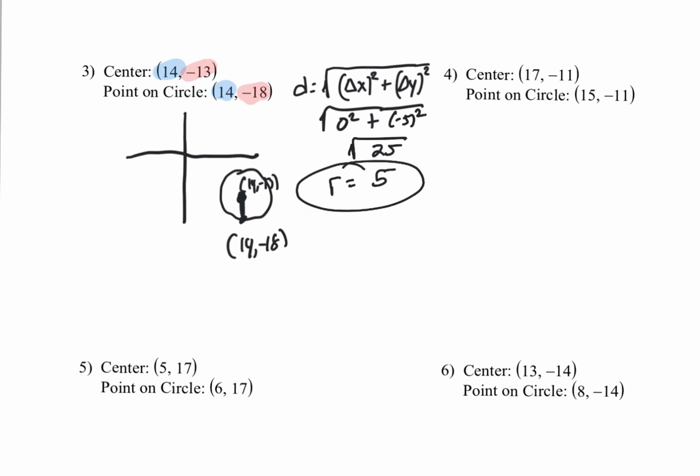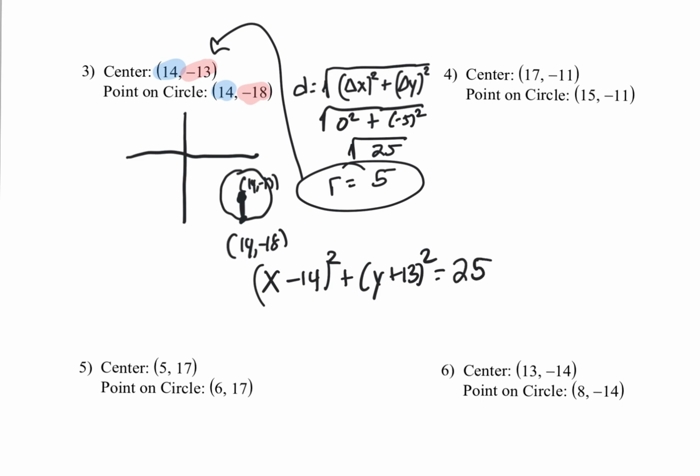Well, now we know the radius. We know the center of the circle. Now we have ones just like we got done doing, making sure we use the center. That's x minus 14 squared plus y plus 13 squared. And remember, it's r squared. So 5 times 5 is 25. And you're done. That's the equation of a circle that has center 14, negative 13, and a point on the circle of 14, negative 18. Okay. So you have to use that distance formula in order to find that radius.